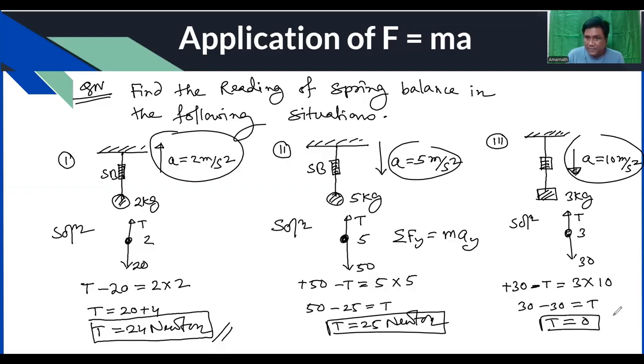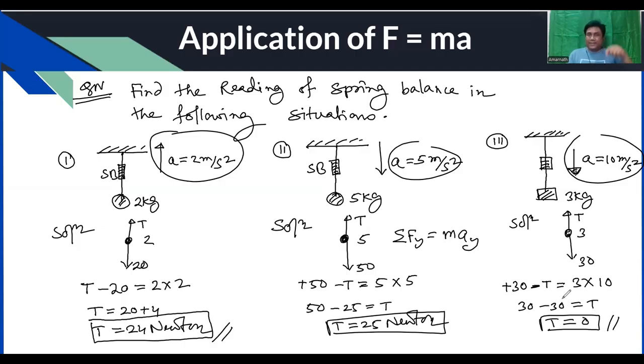Remember, apparent weight will always become 0. If an object is falling freely, the apparent weight always becomes 0. It means the reading of the spring balance is totally 0.